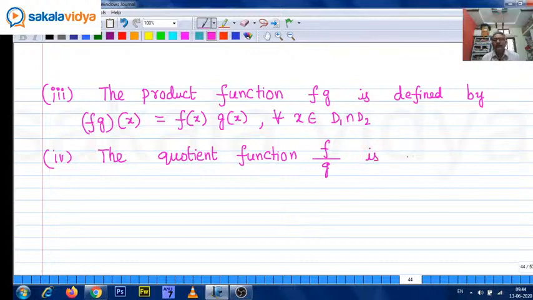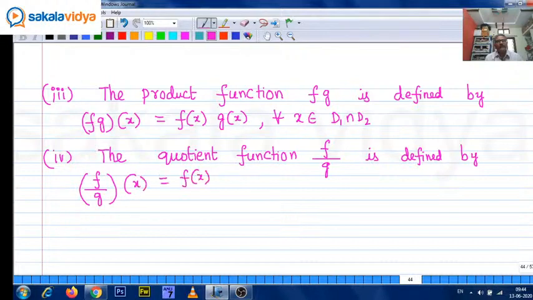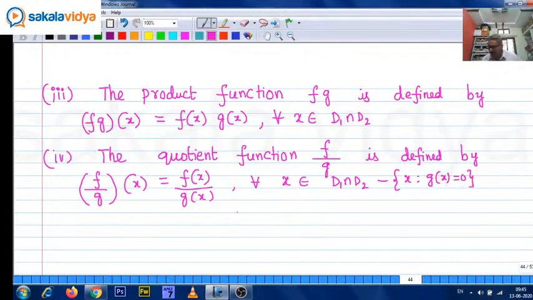It is defined by f upon g of x equal to f of x upon g of x, for every x belongs to D1 intersection D2, but here x such that g of x is not equal to 0. That means g of x does not equal 0.